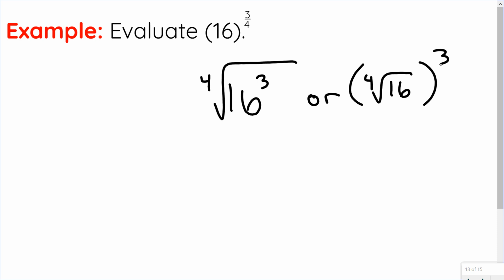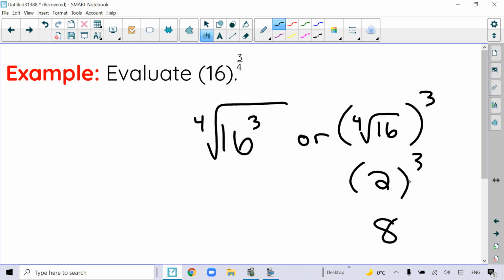Now that's a little easier for me because I know what the 4th root of 16 is. The 4th root of 16 is 2, because 2 times 2 times 2 times 2 gives me 16. And I'm going to take that 2 and I'm going to cube it, which is 2 times 2 times 2, which is 8. So let's see if my little shortcut works. Is 16 to the 3/4 equal to 8?